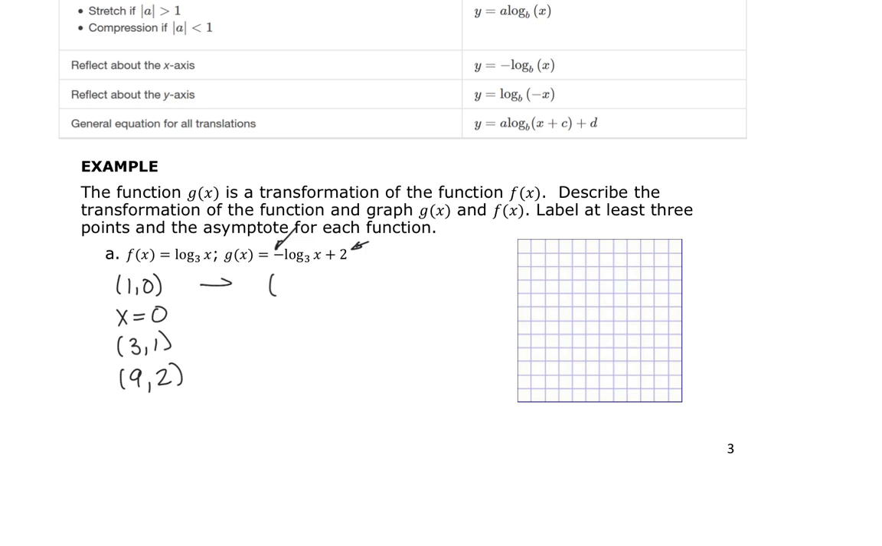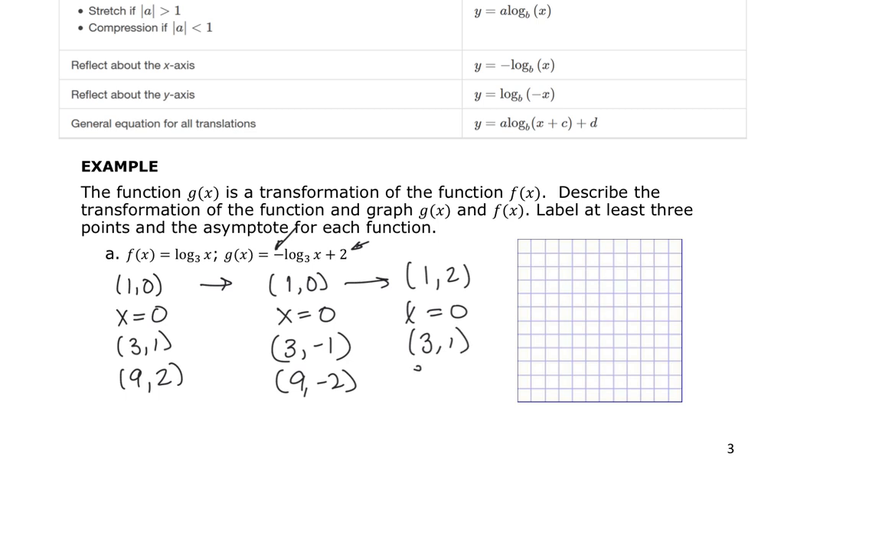So I first multiply all my y's by a -1, so this would become (1, 0), that did nothing. This does nothing. This becomes (3, -1), and this becomes (9, -2). Then I would have added 2 to all my y's, so this would have been (1, 2). This is still x is equal to 0. This would have been (3, 1), and then this would have been (9, 0).